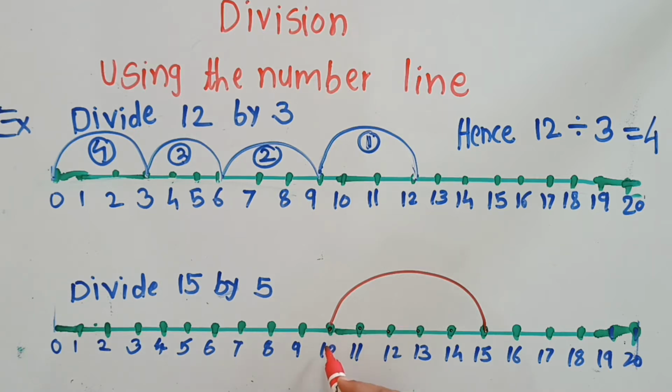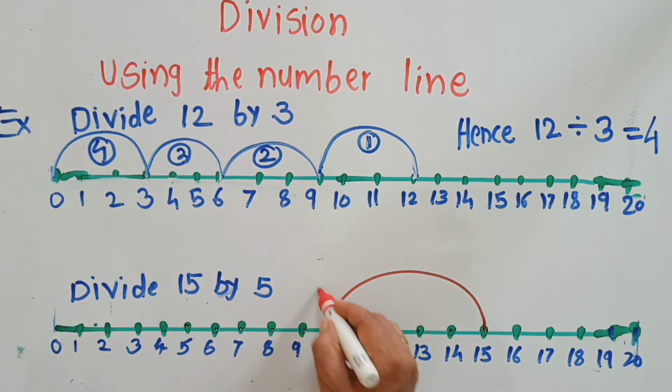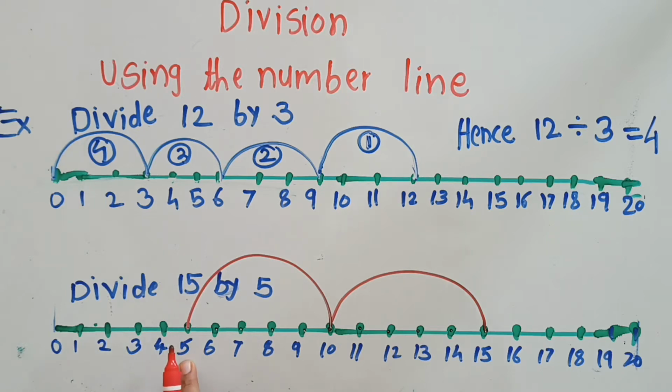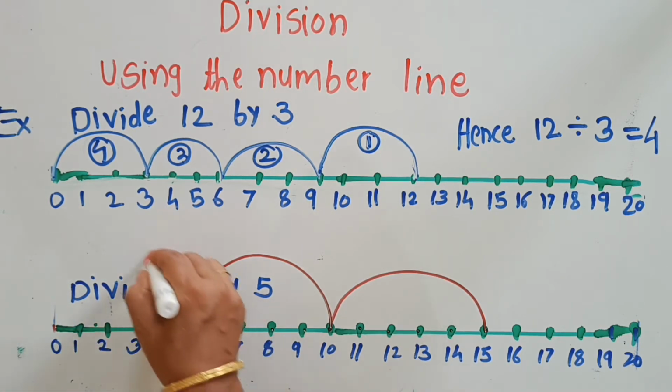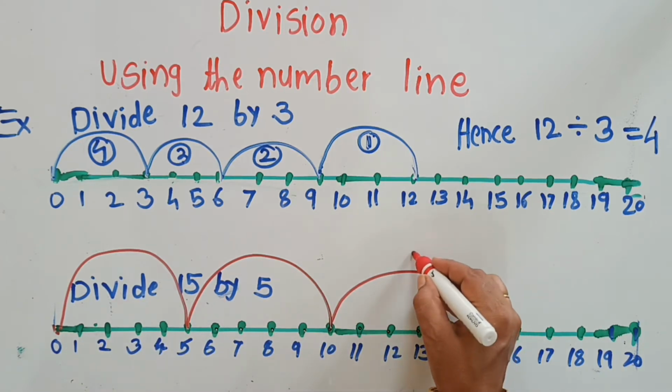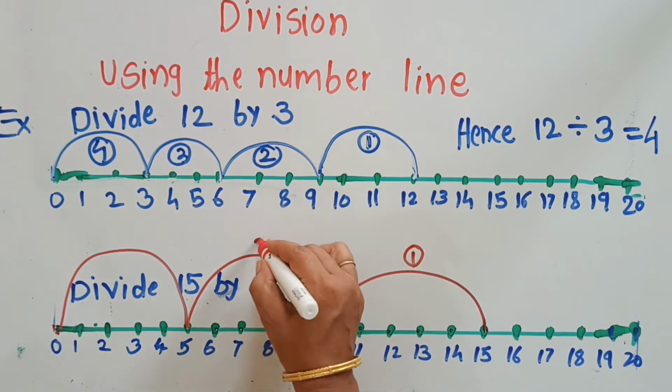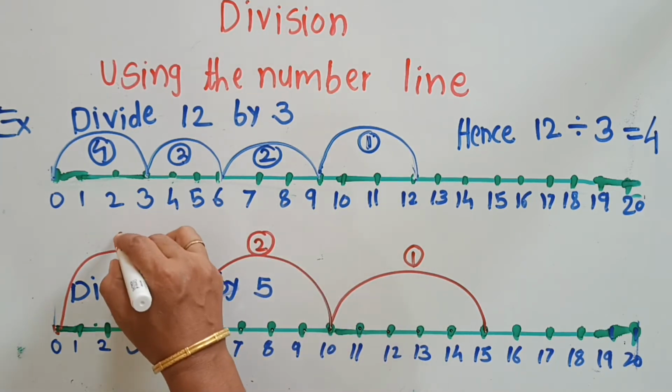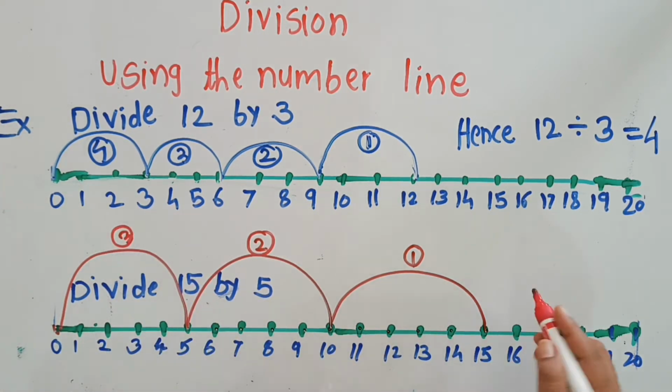Then again from 10, 5 steps: 1, 2, 3, 4 and 5. Yes, we come here near 5. Again from 5, see 1, 2, 3, 4 and 5, and we are here near 0. Now see here children, how many steps did we jump backward? This one, 1, here 2 and here 3.